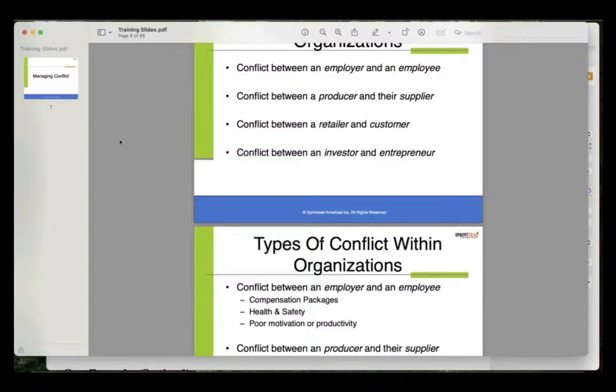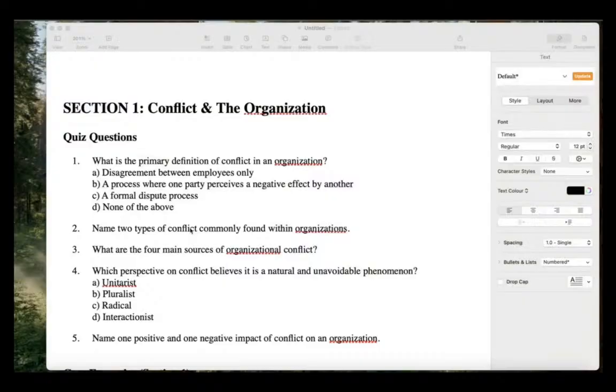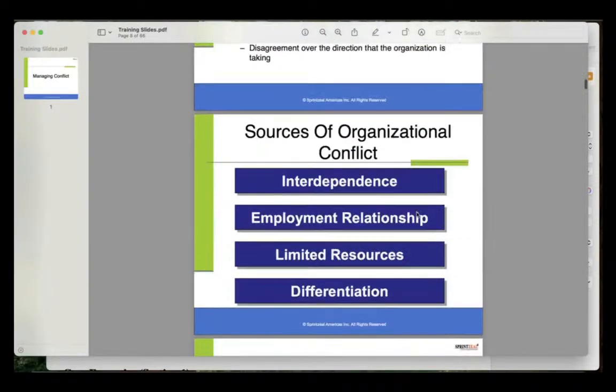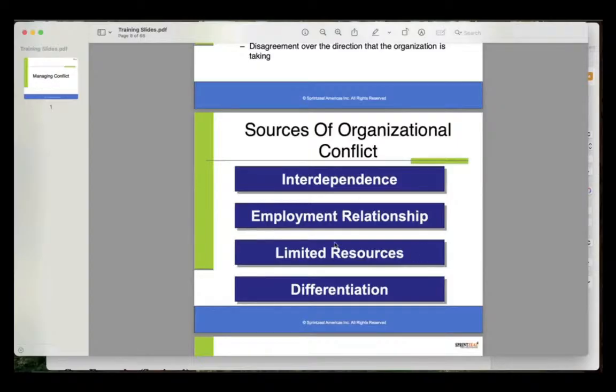I must tell you one thing. Whenever I'm training someone or a batch of people, and when I do these quizzes and someone gives me the right answers, I feel so proud. I feel so happy that whatever I have taught, the person has understood and recalls it. So good job on that. You understood it correctly. It is interdependence, then employment relationship, then the third one is limited resources, and the fourth one is differentiation. These are the four ones. Okay, let's move on to the next one.